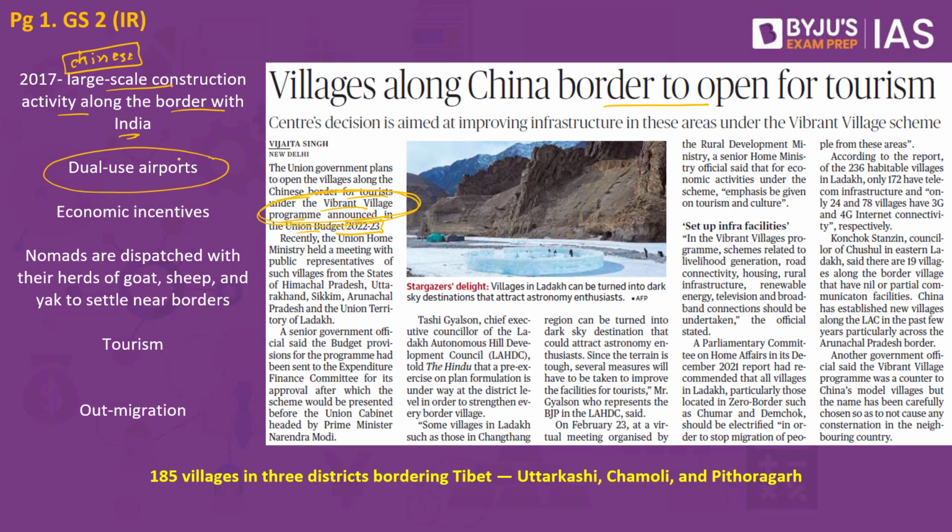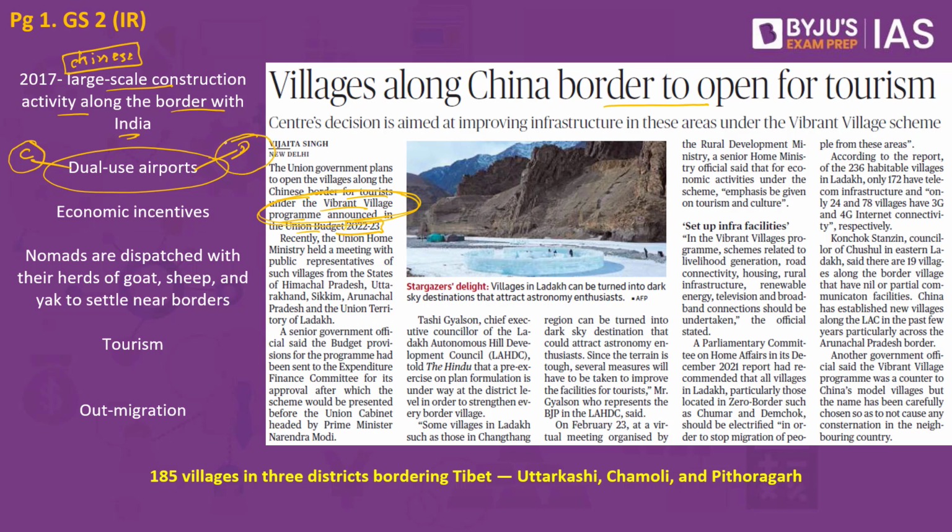They have also developed the dual-use airports. What do we mean by dual-use airports? One is for civilian purposes. The other is for defense purposes. Ever since the year 2017 and after 2020, where we have had issues with China along the line of actual control, they have developed these dual-use airports. These are used by civilians for their movement, and at the same time they are also being used by the defense personnel as well.